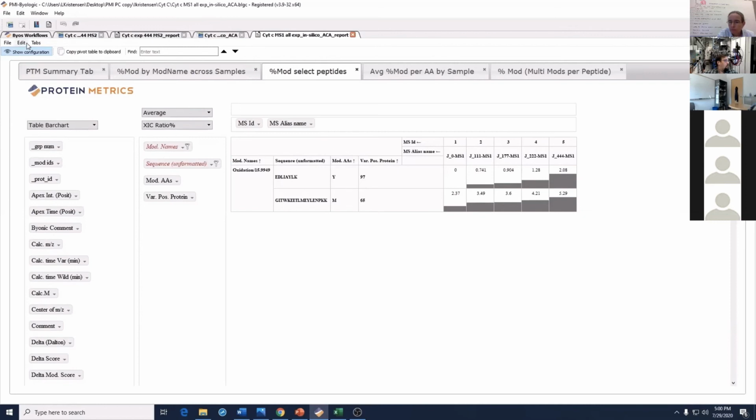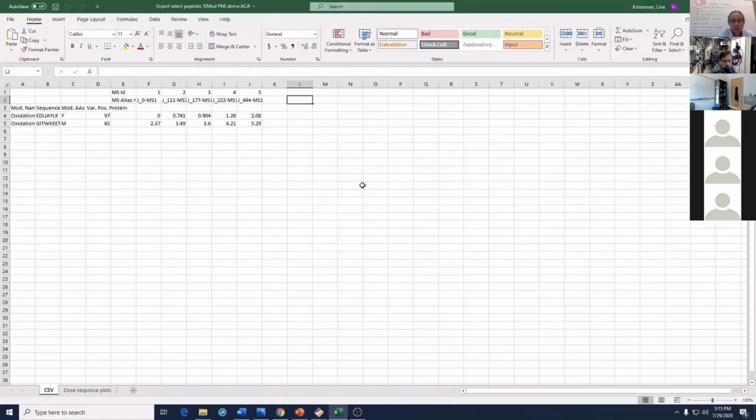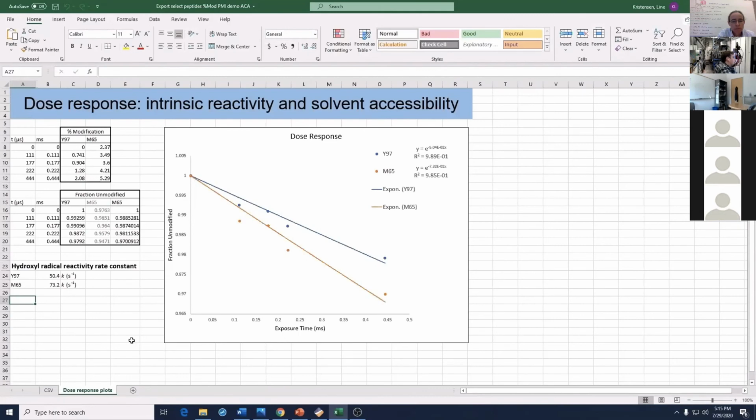From here, we can go ahead and export this data to Excel. And we do that as an export pivot table content CSV. Once you export the pivot table content to Excel, you end up with a CSV file that looks like this. And I took the data and I transposed it into a format that's a little bit more conducive to generating dose response plots. So we have the original percent modification figures here for the tyrosine 97 and methionine 65 modification.